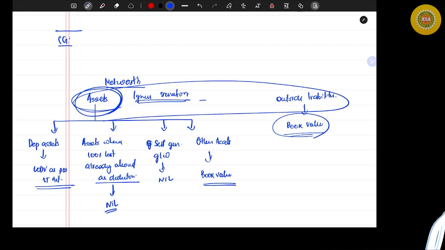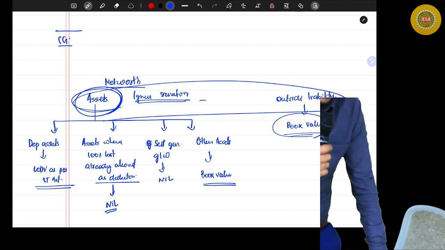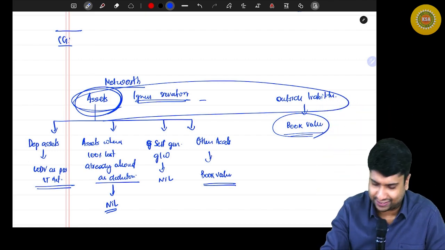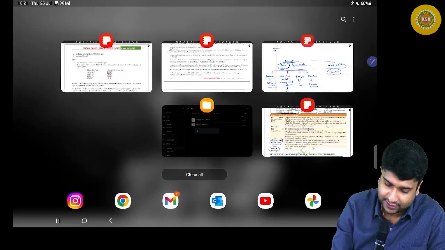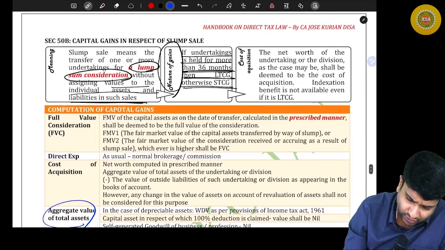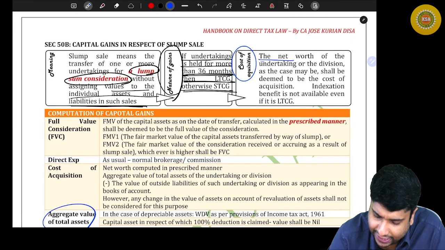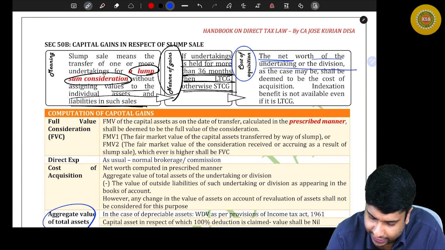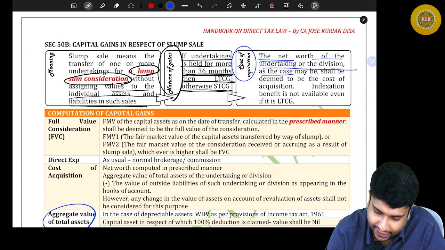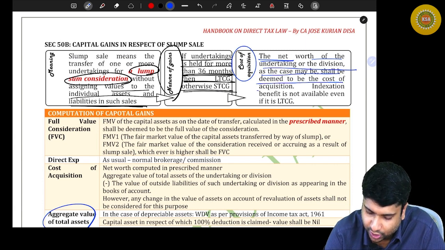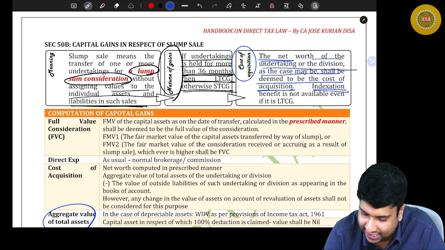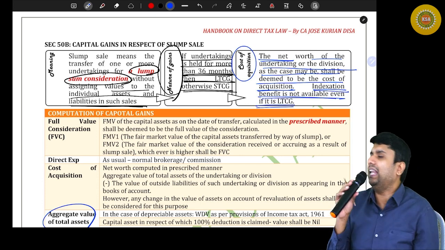I hope you got my point. Now we will discuss the theory one by one. This is the concept. First of all, we will discuss the theory one by one. So can you read the cost of acquisition? What will be the cost of acquisition? Net worth of the undertaking or division, as the case may be, shall be deemed to be the cost of acquisition. Indexation benefit is not available even if it is a long-term capital gain.